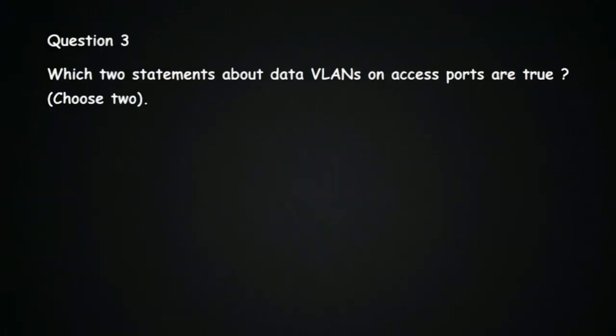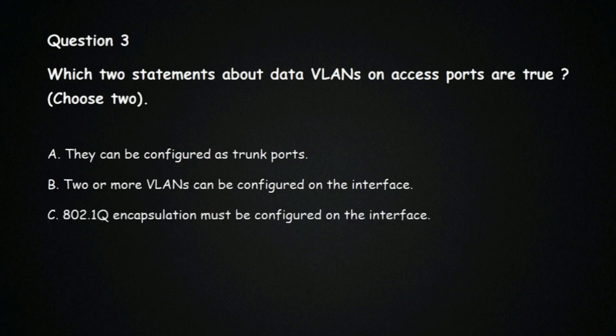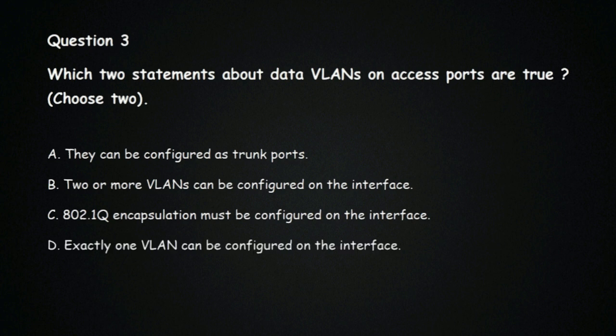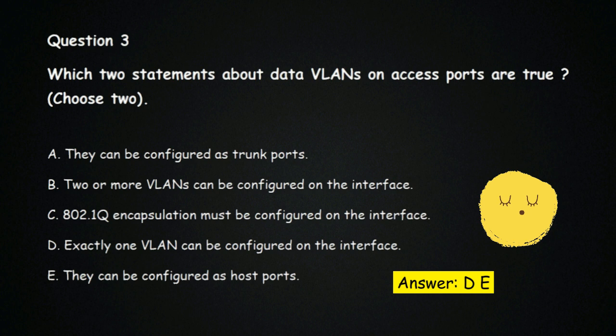Question 3. Which two statements about data VLANs on access ports are true? Choose 2. A. They can be configured as trunk ports. B. Two or more VLANs can be configured on the interface. C. 802.1q encapsulation must be configured on the interface. D. Exactly one VLAN can be configured on the interface. E. They can be configured as host ports. Answer is D, E.